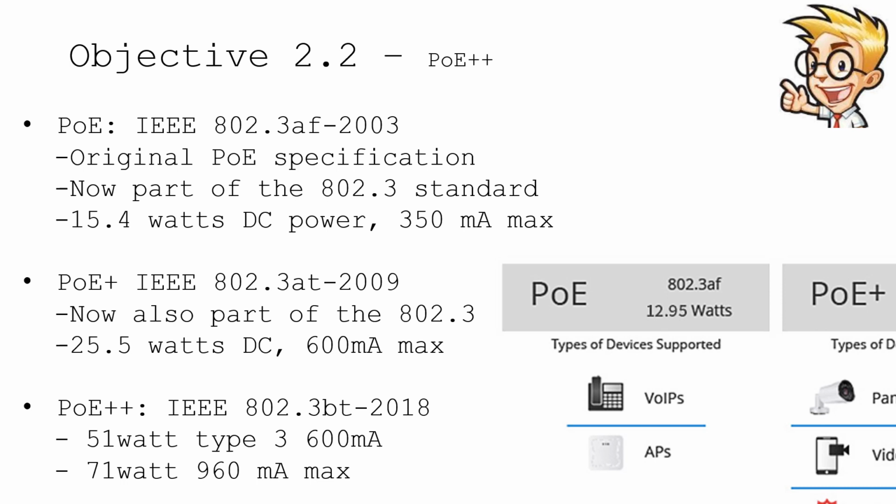So when this first came out, it was common to see it on VoIP phones and access points. But there became a need for more power for different devices. So there's PoE Plus, which is part of the same protocol, and it uses 25 watts of direct current and 600 milliamps. And later, we have PoE++, which uses 51 watts at 600 milliamps, or 71 watts that uses 960 milliamps.